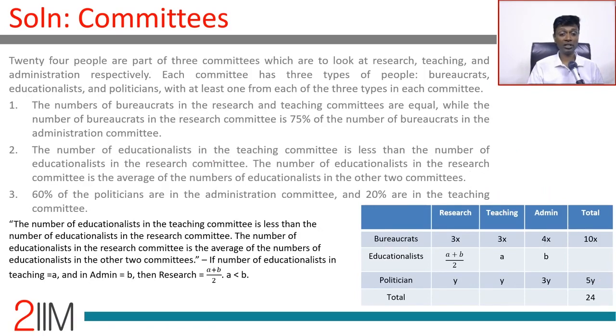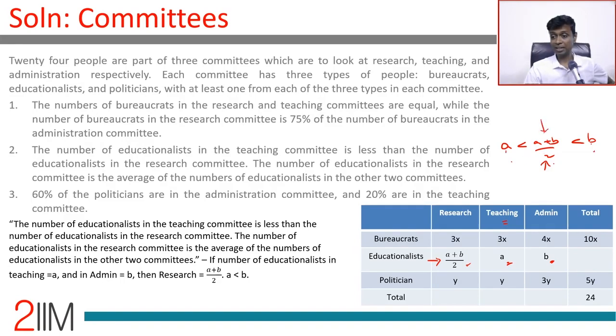So the number of educationalists in the teaching committee is less than the number of educationalists in the research committee. The number of educationalists in the research committee is the average of the number of educationalists in the other 2 committees. We take this as A, this as B, this is (A plus B) by 2. This is a big giveaway. We also know the teaching committee has fewer educationalists than the research committee. So A is less than (A plus B) by 2, which should be less than B. This is the average of A and B. If A is less than this, B should be more than that.